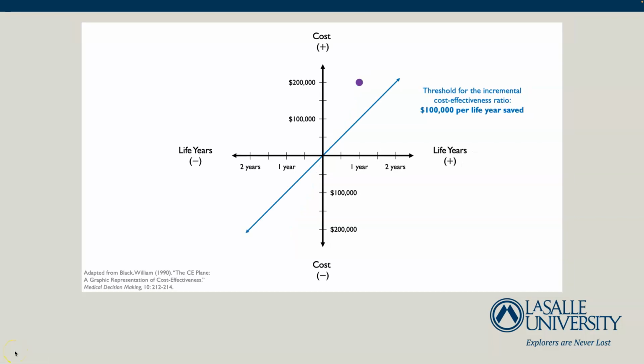But if you use a lower threshold of, say, $100,000 per life year saved, then that drug might be viewed as being too expensive for that particular insurer. It ultimately depends on how much an insurer or how much society is willing to pay for new drugs or medical devices or different treatments, given their fixed resources and fixed budgets.